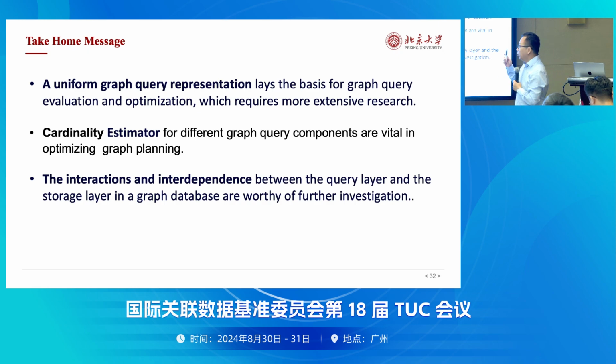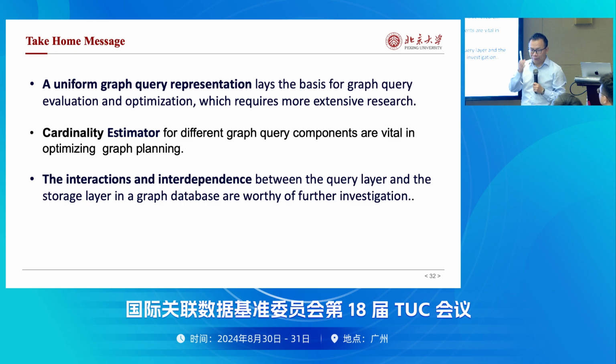The first one, I think the uniform graph query representation is very important because it lays the basis for graph query evaluation and optimization. The second one is that cardinality matters. It is another challenge because you should have an effective and efficient method for that.